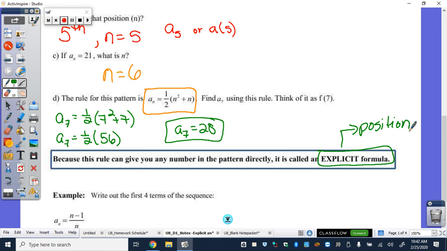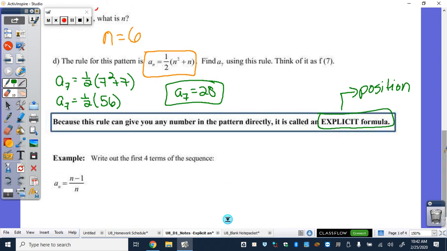So our explicit formula is based on position. You can figure out any position in the sequence that you want using your explicit formula. So down here we have a different explicit formula. We have a sub n equals n minus 1 over n. They want us to write out the first 4 terms of the sequence. So to write out the first 4 terms, you start with number 1, and you're going to plug in 1 for all of your n's.